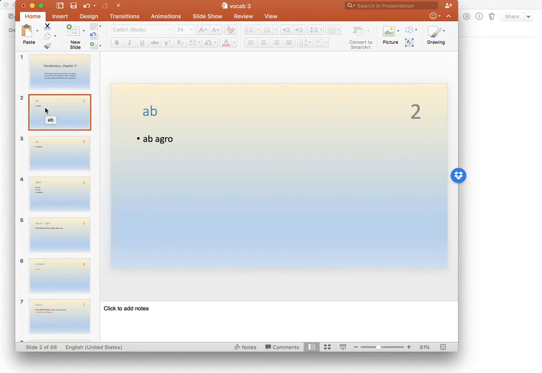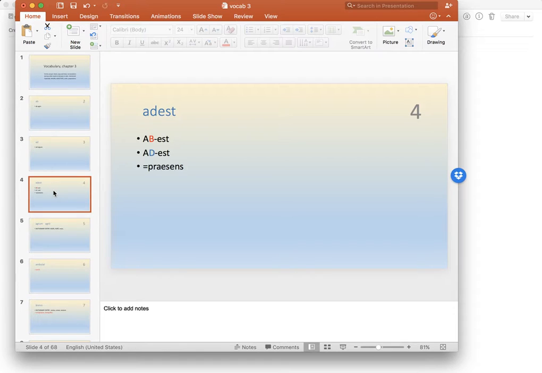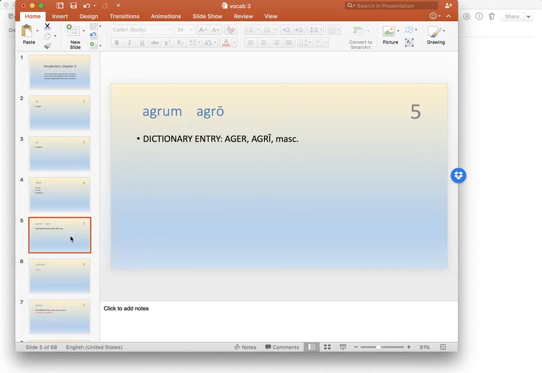Ab, as in ab agro, for example, from the field. Ad, to, in the direction of, so ad agrum means to the field. Adest means present, he is present, as opposed to abest, which means he is absent. So with a D, it's present, with a B, absent.